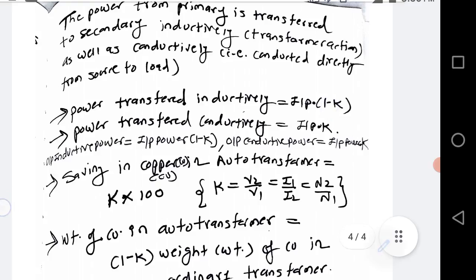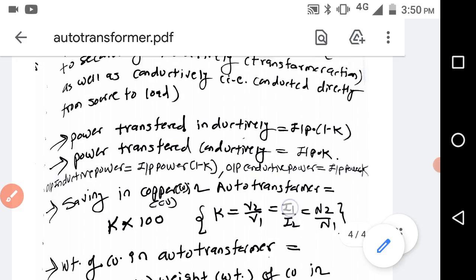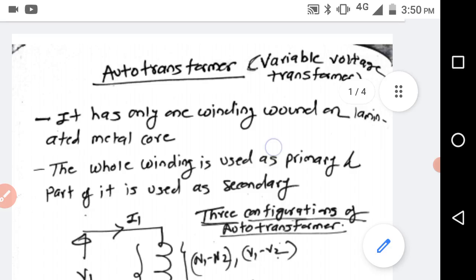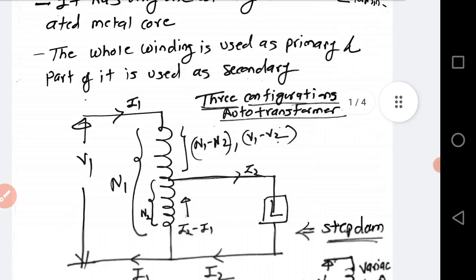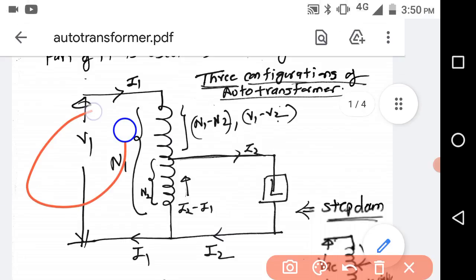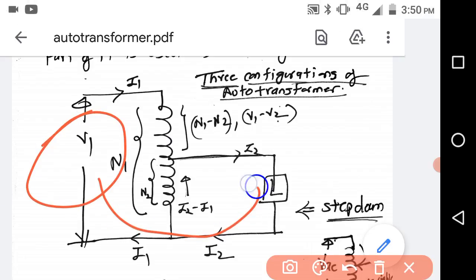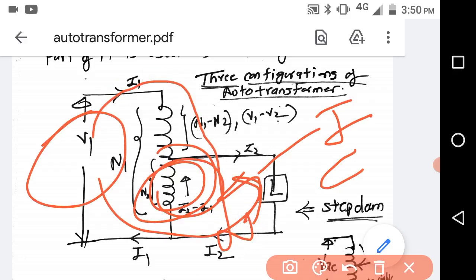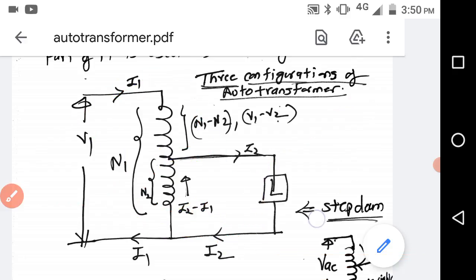Now, let us see some formulas in auto transformer. So, in an auto transformer, the input power will go to the load inductively as well as conductively. Why inductively? Inductively is through the magnetic coupling, and conductively is through the current flowing from the source. So, what are the formulas for the output power?